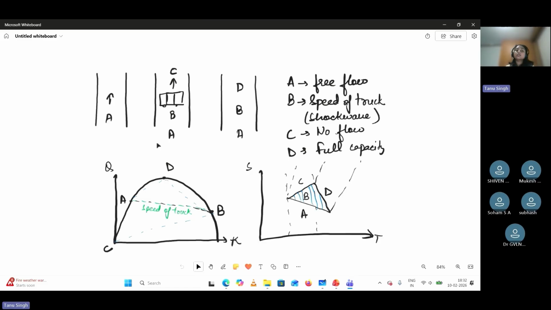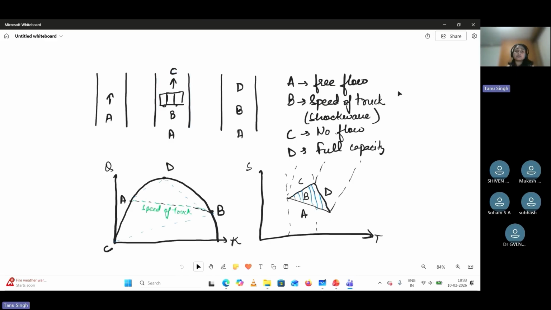So there are four different traffic states. The first one was A, when vehicles were coming free flowing. Then comes the B condition, when all the vehicles were not able to overtake the truck and the truck has covered all the road.